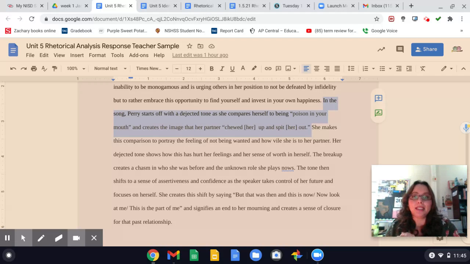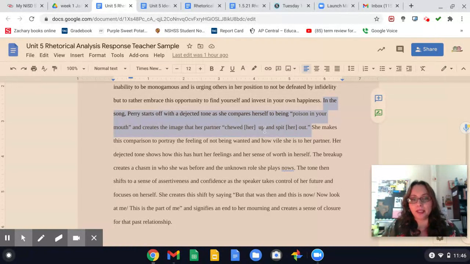And what I want you to see is that I embedded my evidence, that I made it flow. If the quotes weren't there, you wouldn't be able to tell where my words stopped and her words started. And that's what I want to start building as we build into our own writings and integrating evidence into our paragraphs. I want to build that evidence into our writing rather than just kind of stuck in. So let's work on blending, embedding that evidence so it kind of blends in and creates the image that her partner chewed her up and spit her out.